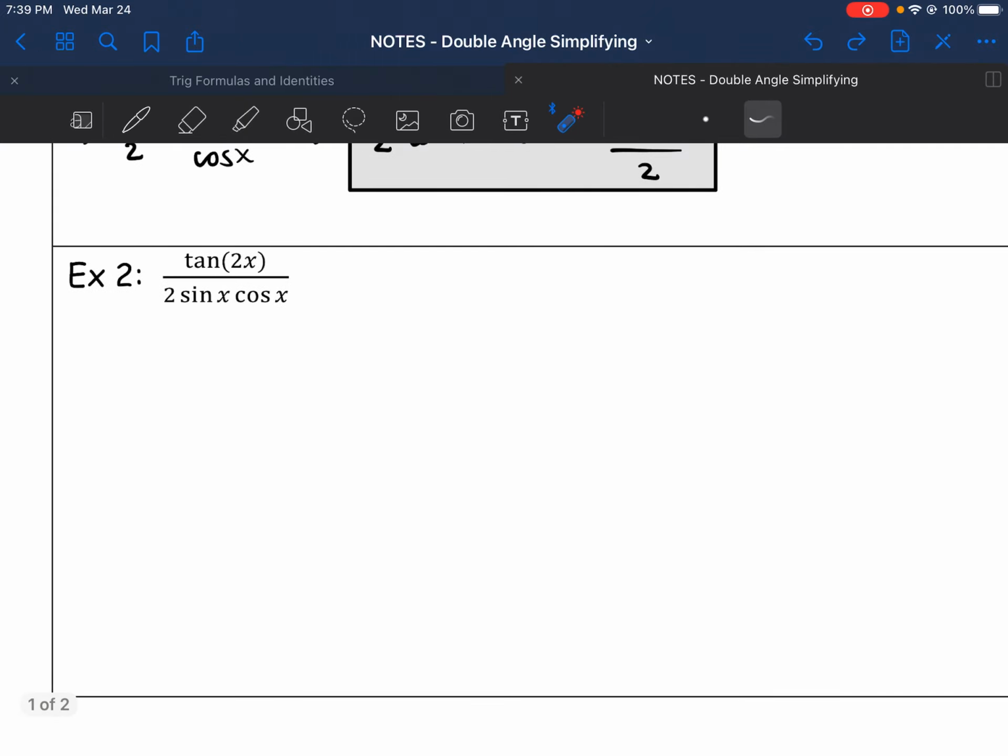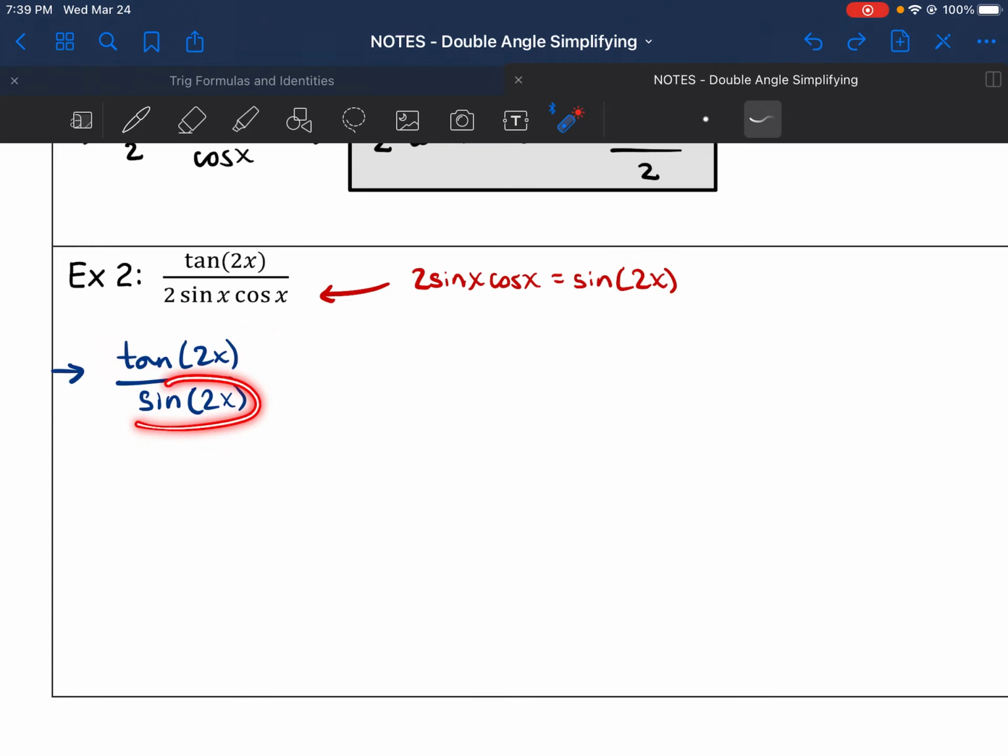All right, here's example 2. We have tangent of 2x over 2 sine x cosine x. And at first glance, you see this tangent of 2x and you might think, okay, well, let's use the double angle formula for tangent. Hopefully that makes the problem a little easier. But there's actually something different that I see. I see this 2 sine x cosine x, and this is equal to sine of 2x. So instead of changing the tangent of 2x, I'm actually going to change the 2 sine x cosine x into sine of 2x. So now I have tangent of 2x divided by sine of 2x.